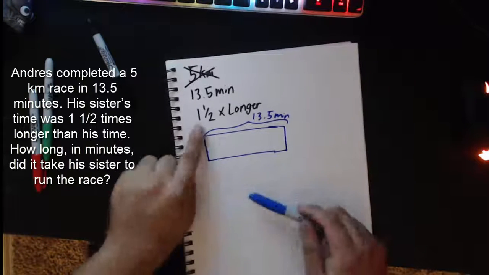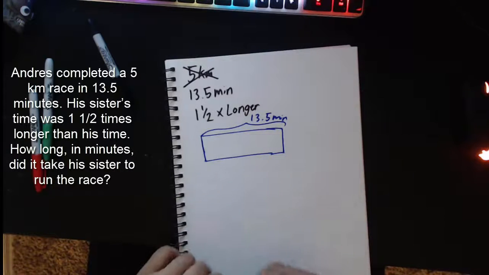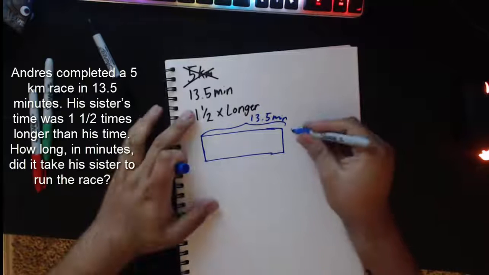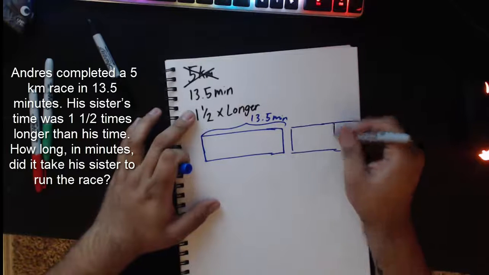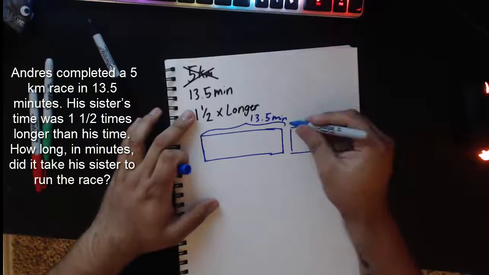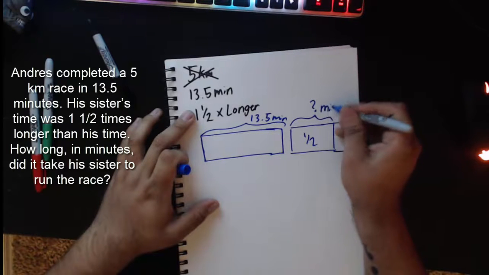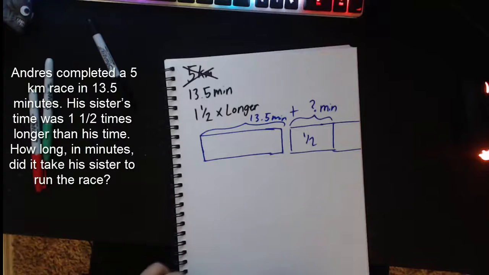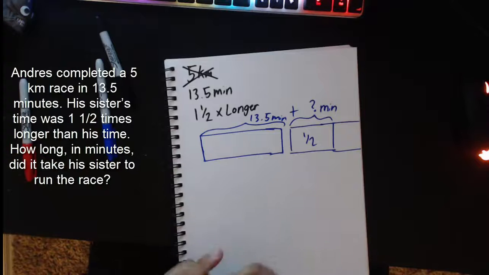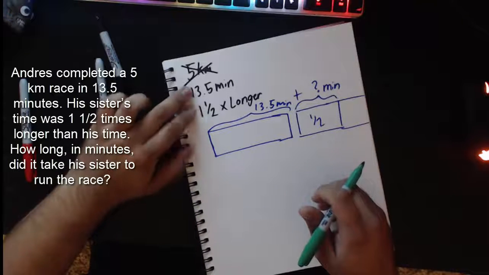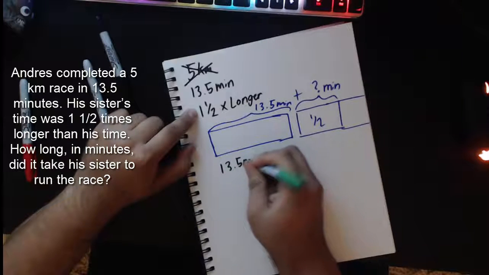Now, it took his sister 1.5 times longer. So there's my whole, saying the 1 right there. And half of it, so let's draw another tape diagram. But here's my half. How many more minutes am I adding here? Well, geez, I don't know. Well, let's figure this out. I know she finished it in 13.5 minutes because of the 1. So that's already solidified there. It took her that long.